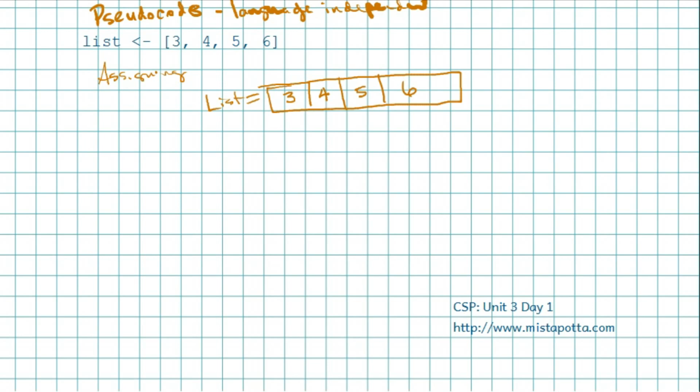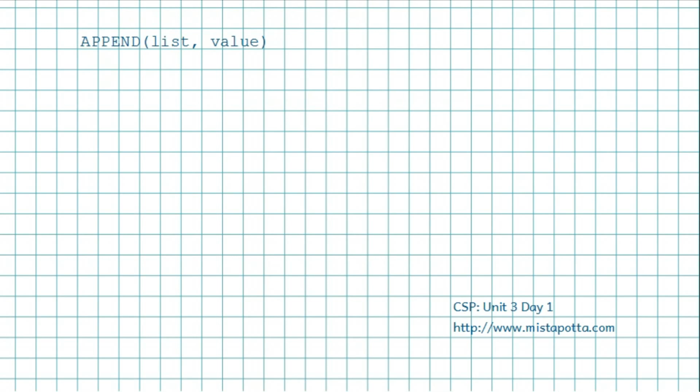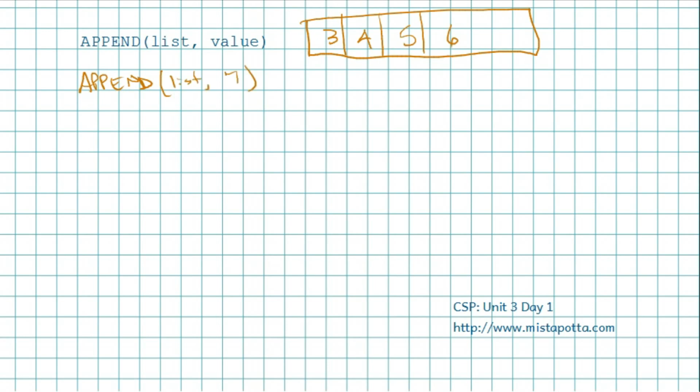Remember that we talked about several of the things we can do, and one of the first things that we're going to be talking about is append. So if I were to take my original list, which currently has a 3 and a 4 and a 5 and a 6 in it, and I do this append, and I wanted to append a 7 to it. Well, what this is going to do is make this 1 longer, and in that new cell that we've created at the end, I've added the data value of 7.